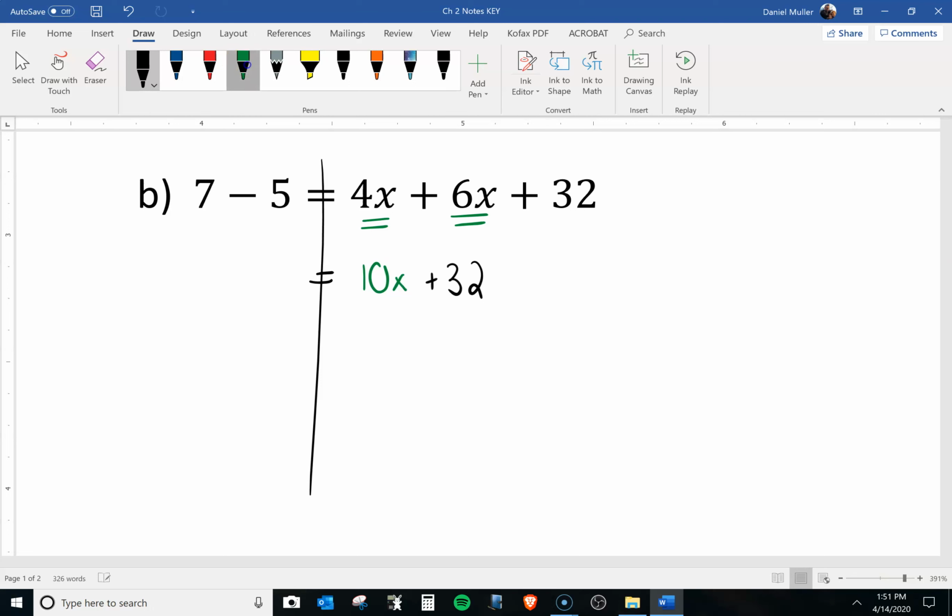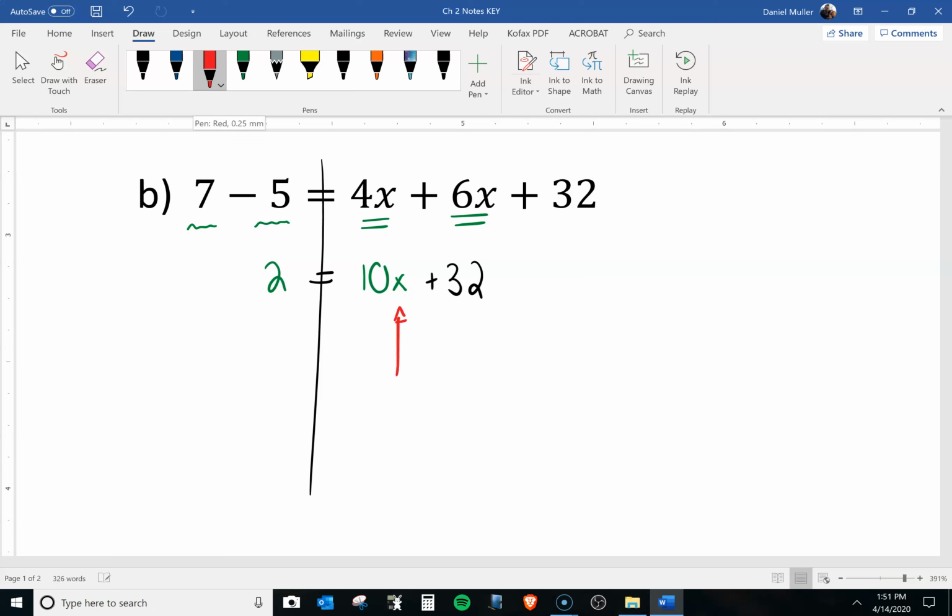Equals. And I note on the left side, oh, these are also alike. A 7 and a 5. Both of them do not have an x. 7 minus 5 is 2. So now I've got 2 equals 10x minus 32. I can solve for x. The whole idea now is to get x alone.